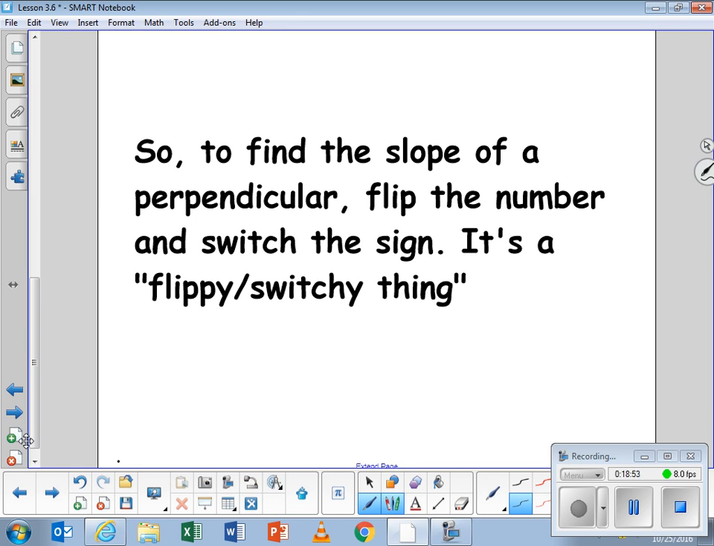Flippy switchy. I had a student teacher one time refer to this as the flippy switchy thing. Okay? It's a little corny, but it's a little catchy and it helps you remember things. That's good to have. So remember it as that little flippy switchy thing where you flip it over and switch the sign. Any questions on that?